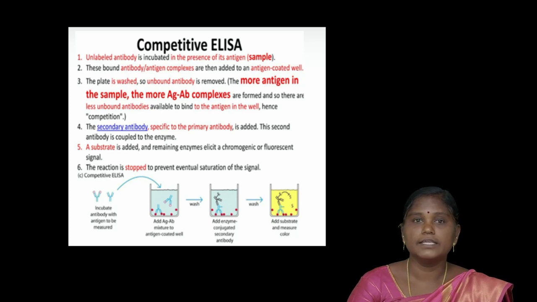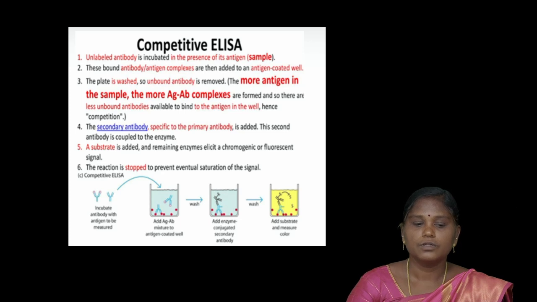In each and every step in all these ELISA methods, there will be a washing step. So that the unbound antigens and antibodies will be taken out. Okay, so for that there will be the washing step in each step. The plate is washed, so unbound antibody is removed.